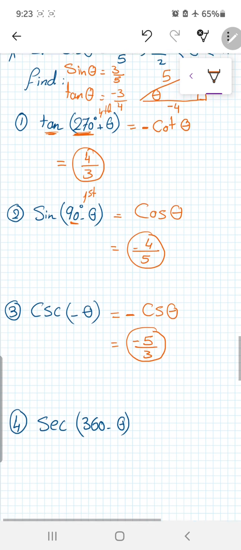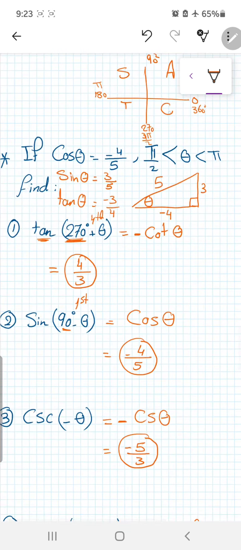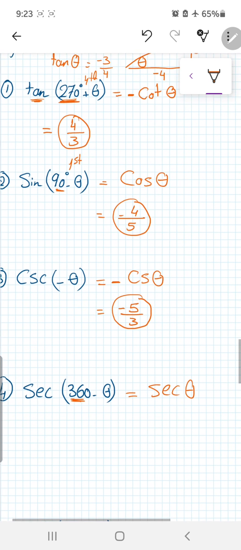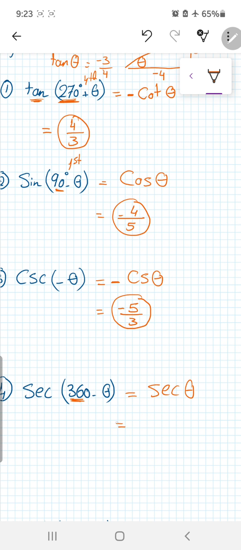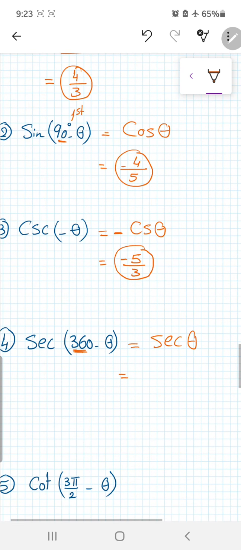Okay, another one: sec of 360 minus theta. 360 is even, so sec stays sec. 360 minus is in the fourth quadrant, where sec is positive, so it will be positive sec theta. Sec theta is the reciprocal of cosine. Cosine here is negative 4 over 5, so the result will be negative 5 over 4.